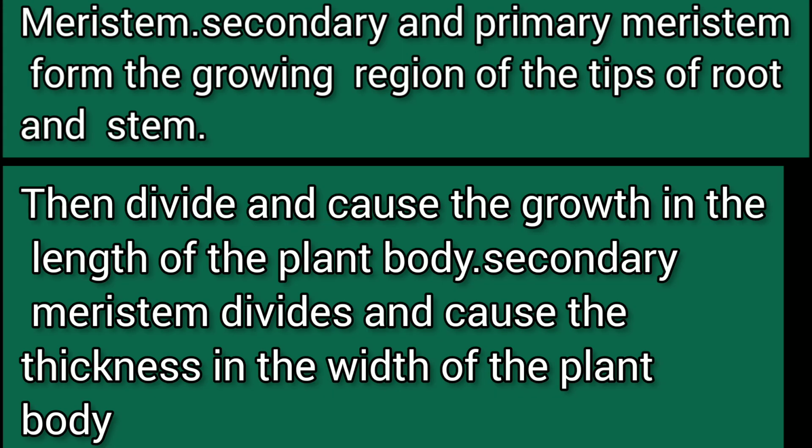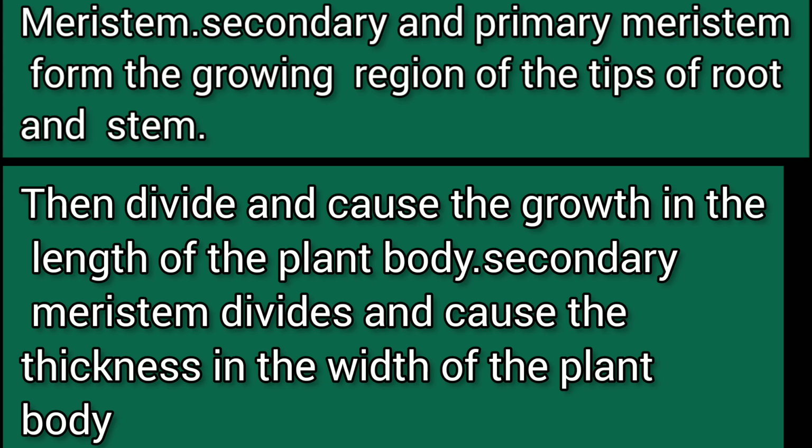Secondary and primary meristem form the growing region of the tips of roots and stem, then divide and cause the growth in the length of the plant body.